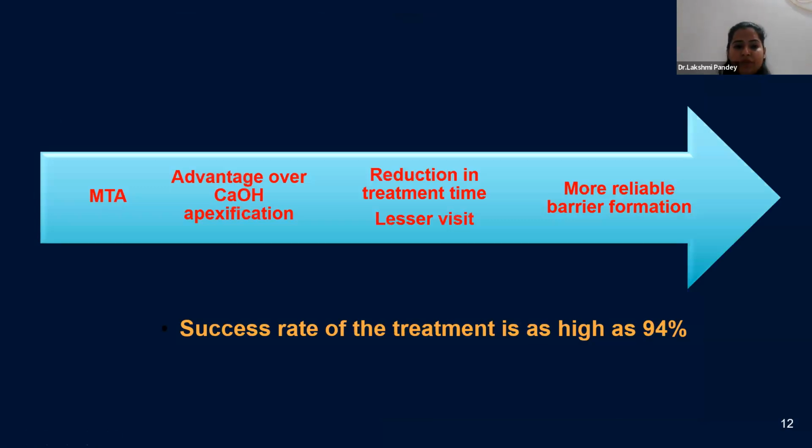So MTA we used. What was the advantage? Second, it reduces the treatment time, fewer visits; you don't have to replace the MTA again. It was more reliable. A lot of histological studies were done in which they found that the barrier formed by the MTA or Biodentine, when compared with calcium hydroxide, was more continuous, and there was no porosity seen. So the success rate of treatment was as high as 94%.